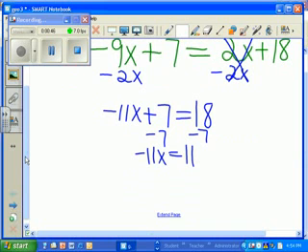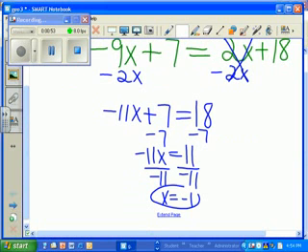And then finally, we want to isolate the x, so we divide by whatever is in front of the x, which in this case is negative 11, and x is going to be negative 1.